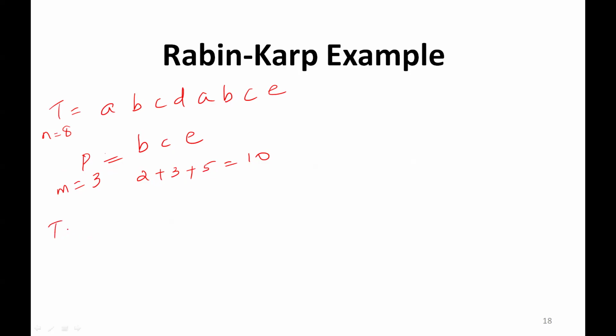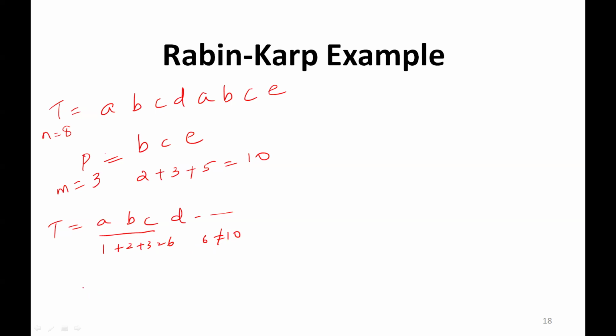Now, suppose for the first part of the text, I look at the first 3 characters. We get 1 plus 2 plus 3, it is 6. So because 6 is not matching 10, there is no need to check the pattern. Now, what is the next step that we can do? The next step is to check the next 3 characters, right?